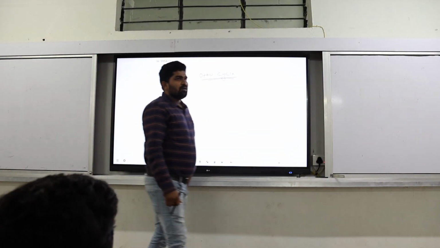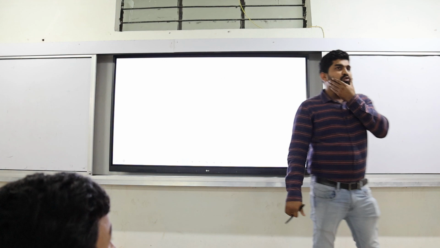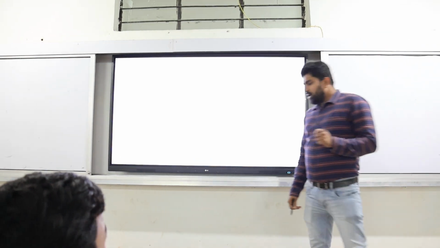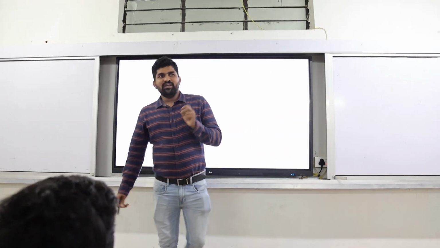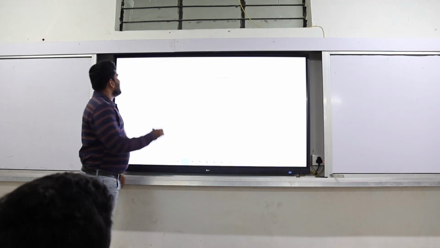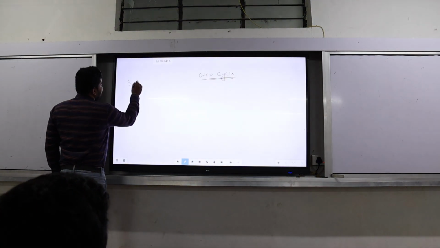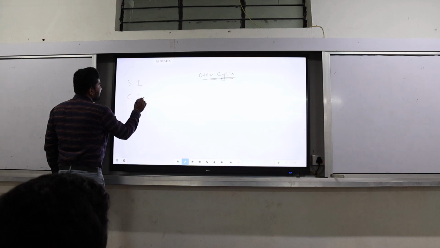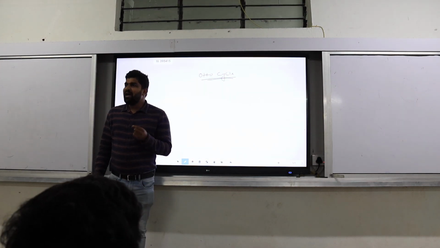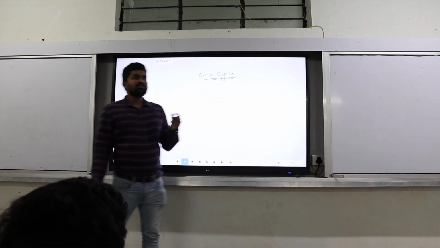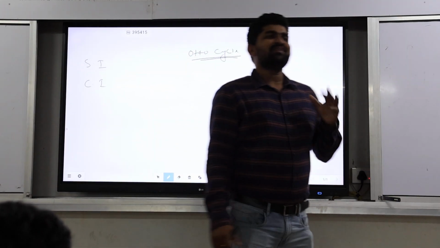So, what is the Otto cycle? Basically, there are two types of engine: one is the SI engine, one is the CI engine. SI engine means spark ignition engine, CI engine means compression ignition engine.